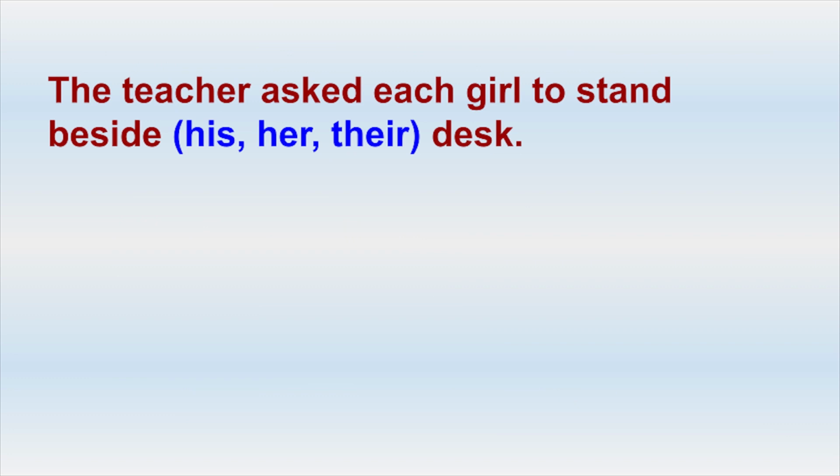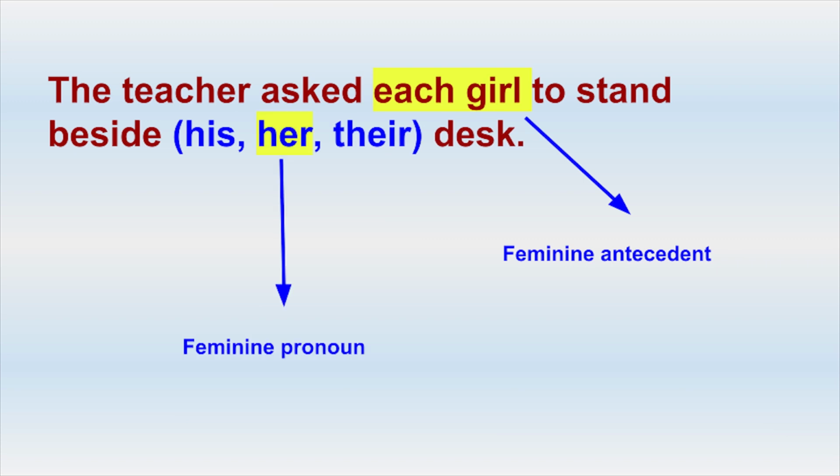Let's look at this sentence. The teacher asked each girl to stand beside his, her, or their desk. The antecedent in this sentence is girl, not teacher. What would be the correct pronoun to use? Girl is feminine and is also singular, so the correct pronoun would be her. Once you have identified the antecedent in a sentence, choosing the correct pronoun becomes easy.